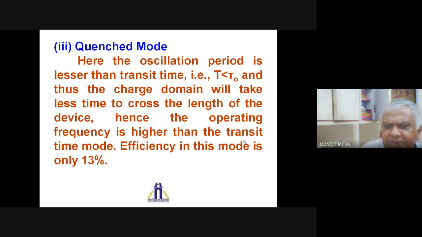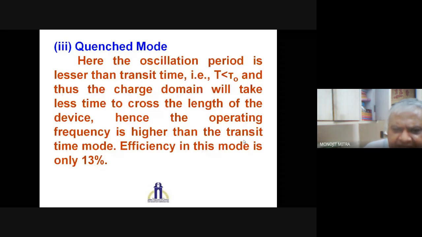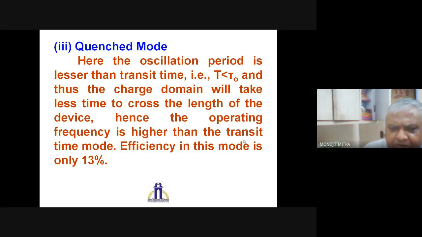So that's why in this particular operating mode the device operating frequency is higher, because if the transit time is less, then frequency, which is 1 by transit time, will be higher, and efficiency is a little bit lower, because power and efficiency are generally inversely related. So as you get more power, automatically efficiency will be lower. And this mode is called the quench mode.